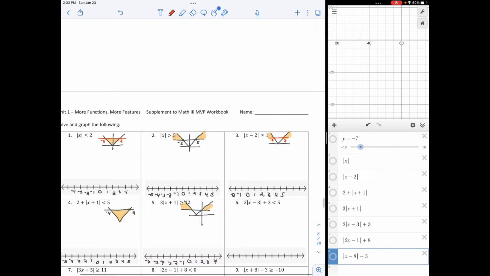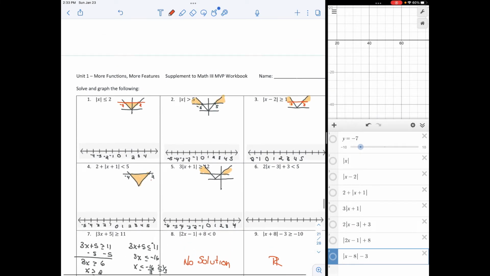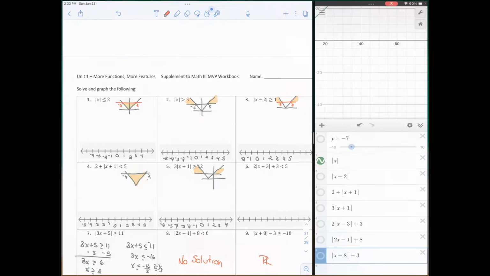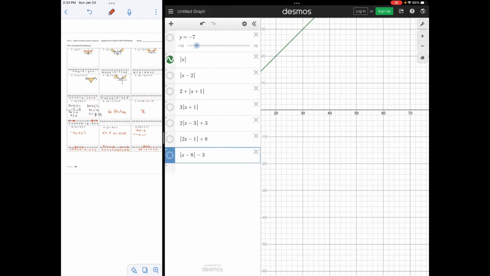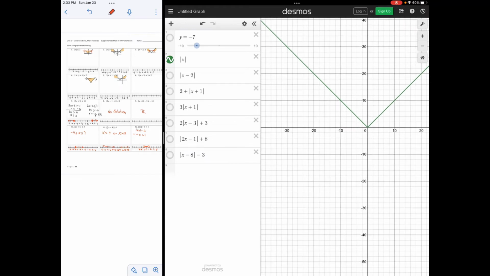Now, how do we solve that with an inequality? Well, let's look at that. I'm on page 20, so I'm going to graph this. The absolute value of x is less than 2. So I'm going to graph, if you look at the chart, the absolute value of x. And then we want to say it's less than 2, so I'm going to set y equal to 2. Okay, there we go.